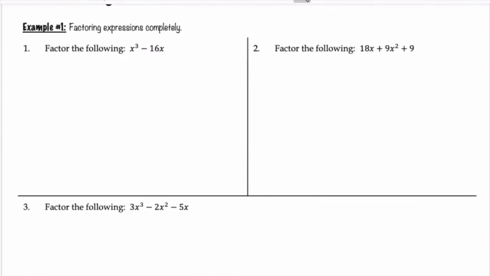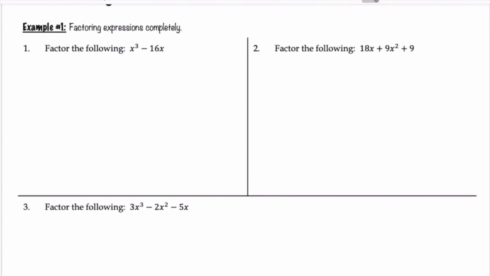For example 1, what we are going to be doing is factoring expressions completely. So when they ask us to factor an expression completely, we want to go through the process of greatest common factor, trinomial factoring. We could have difference of two perfect squares. We could have a nice little combo of stuff. So let's look at number 1 and see what exactly we have here.